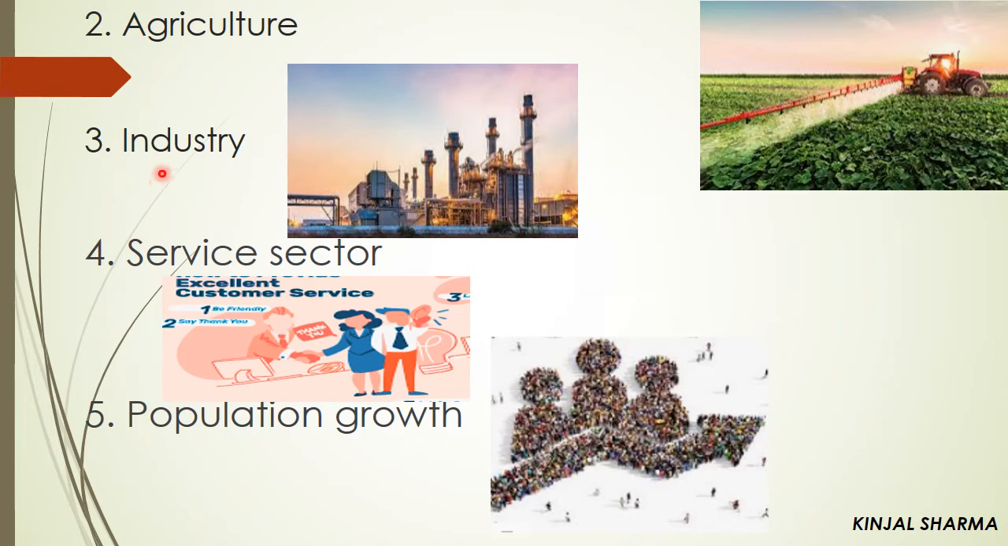Third is industry. After agriculture, the second important sector is the industry sector. The contribution of the industry sector in employment as well as in national income has increased. We can see a decline in agriculture sector employment and an increase in employment in the industrial sector. However, India is not called a completely industrialized nation from the development criteria.